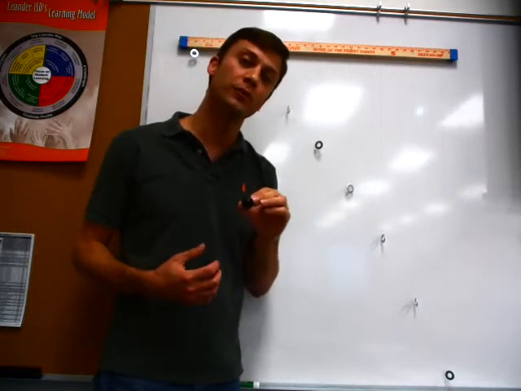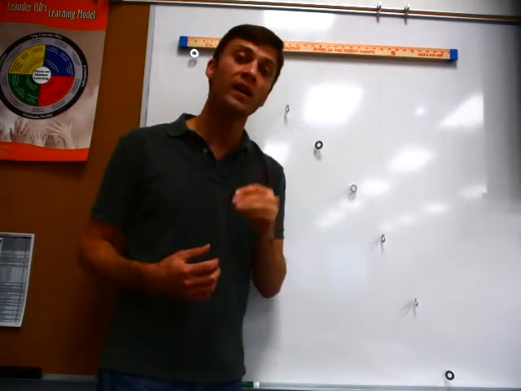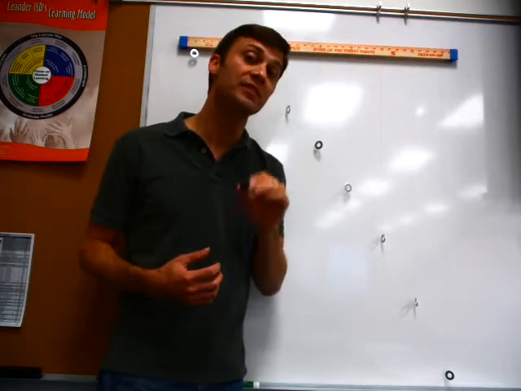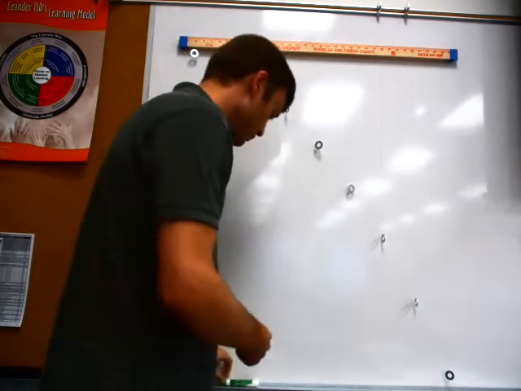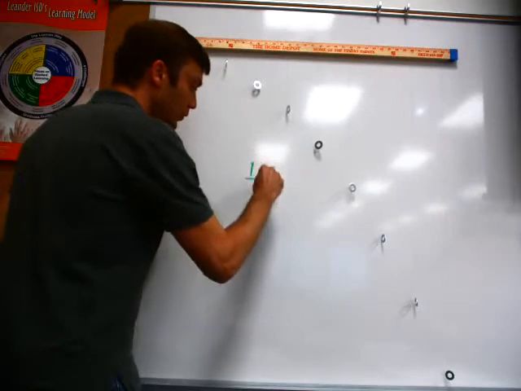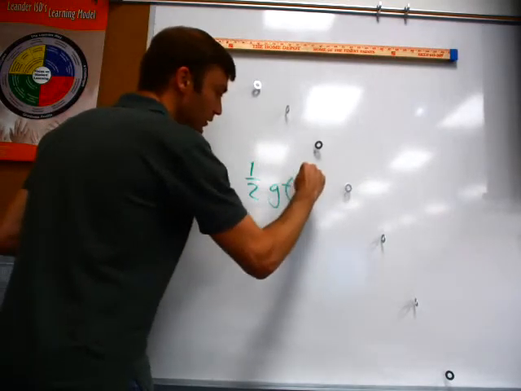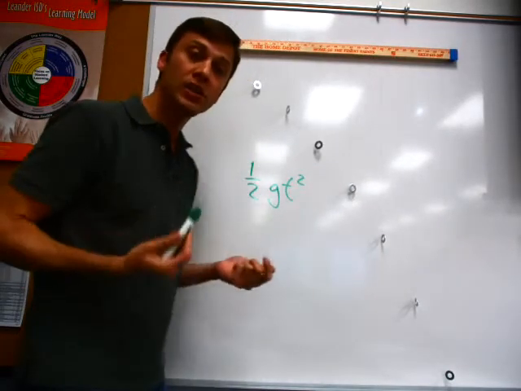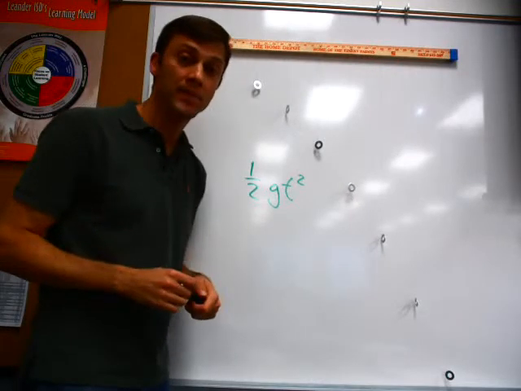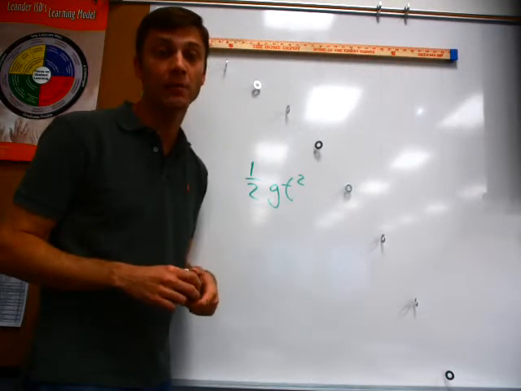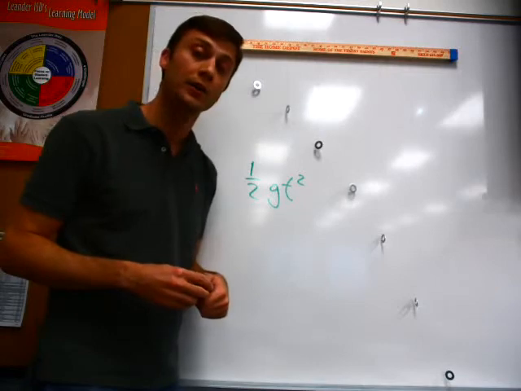And the amount by which it falls downward is equal to 1/2 times g times time squared. 1/2 g t squared. g is the acceleration due to gravity, and it's approximately equal to 9.8 meters per second squared here on Earth.